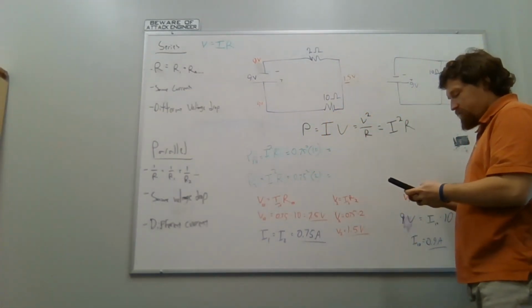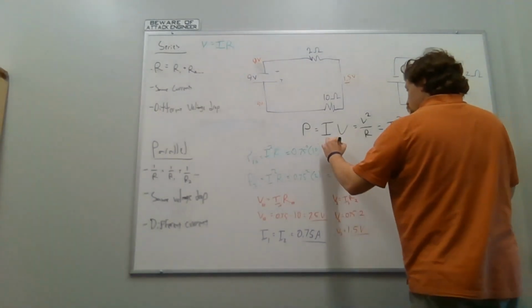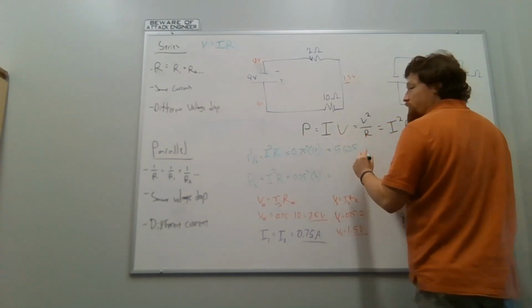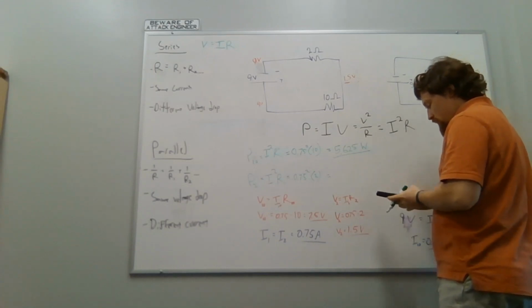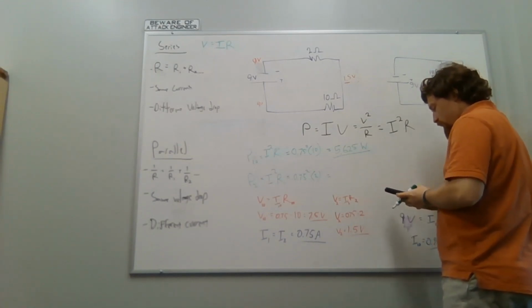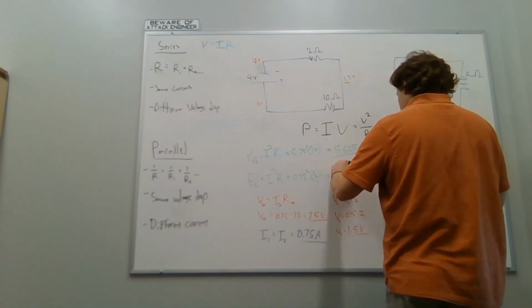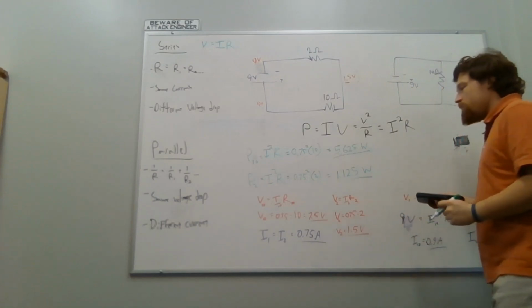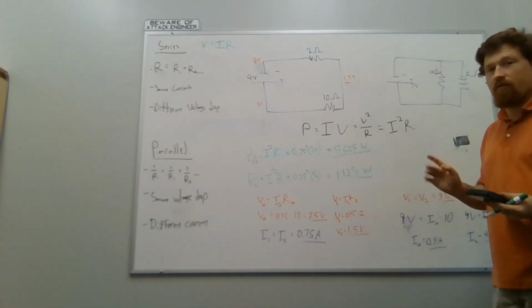So, 0.75 squared times 10 is 5.625. The unit of power is watts. And then 2 times 0.75 squared gives us 1.125 watts. So that's the power used up by each one in series.